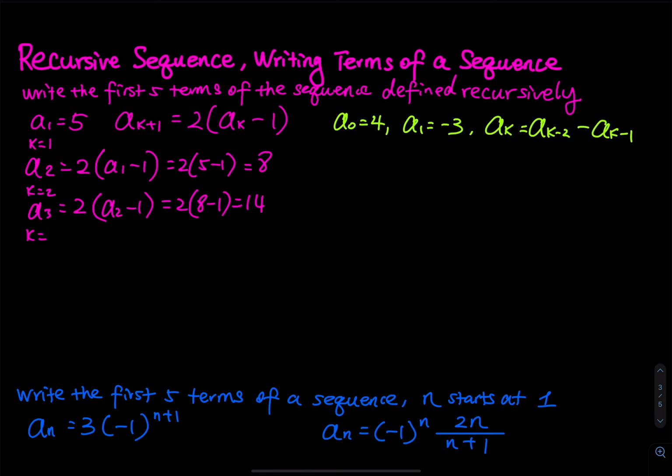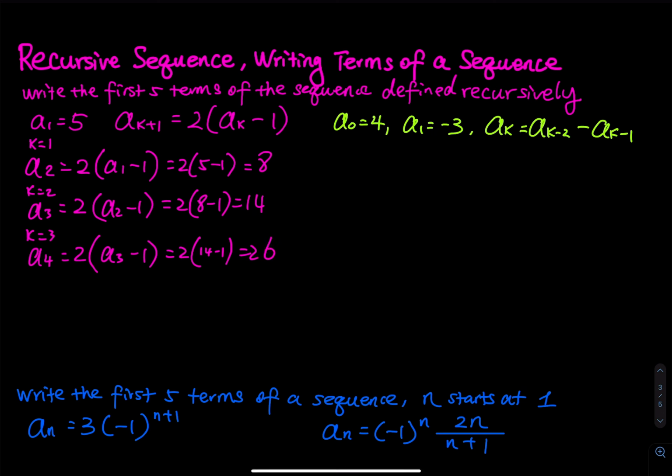And then k equals 3. So subscript 3 plus 1 is 4. We have a of 4 equal to 2 times a of k, which is a3, minus 1. 2 times 14 minus 1, that is equal to 26.